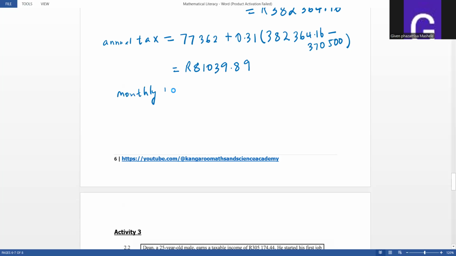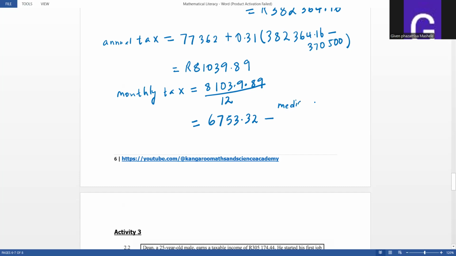Obviously, for the monthly tax, we have to take this amount, 81,039.89, and divide this by 12. So 81,039 and 89 divided by 12 will give us an amount of 6,753 rand and 32 cents. But this time around we have to subtract the medical tax credit.